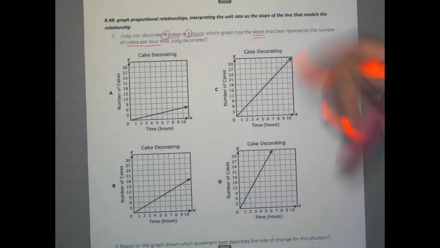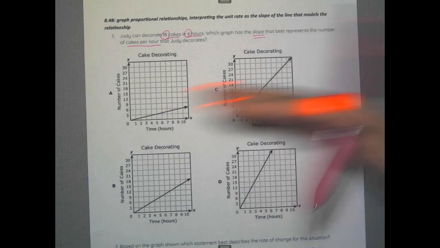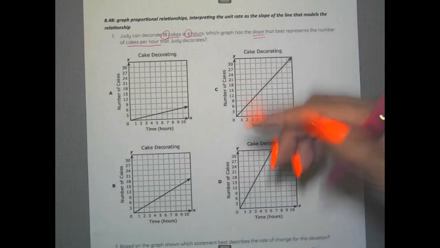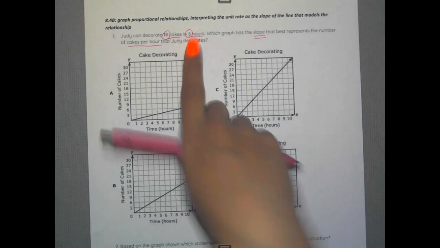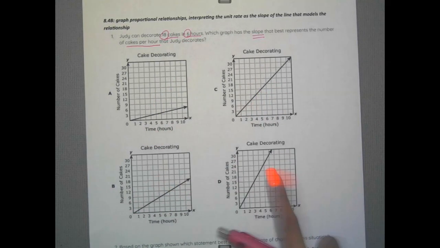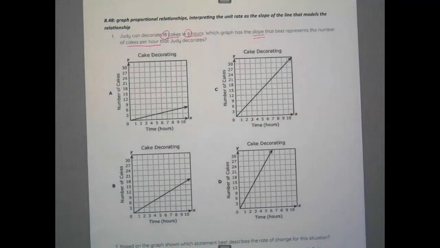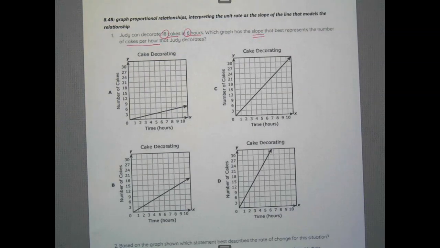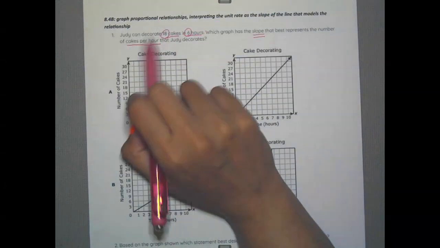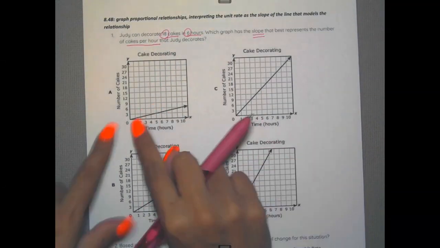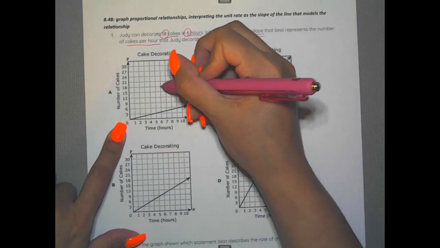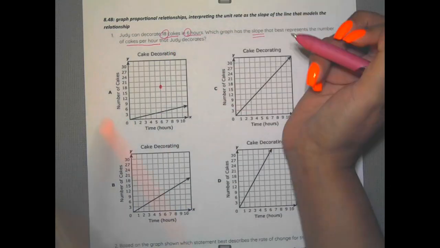And one way that I could work this problem is go through my graphs and see where I have 18 cakes in 6 hours and they match. Okay, so that's what I'm going to do first. And then to verify our answer, we're going to make a table and see if it does match exactly. So 18 cakes in 6 hours. So when I go over to 6 hours, I should be able to go up to 18 cakes and my graph should be going through that.